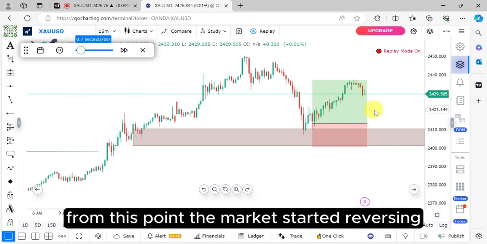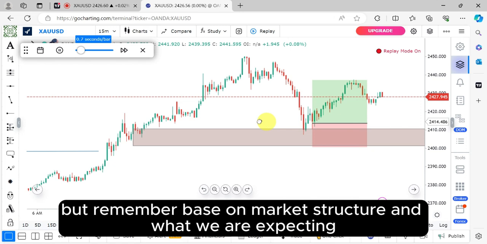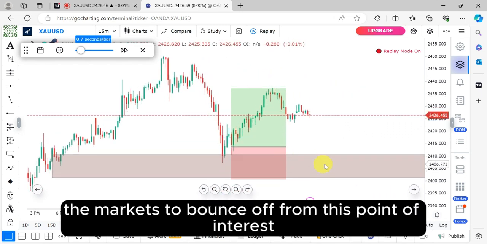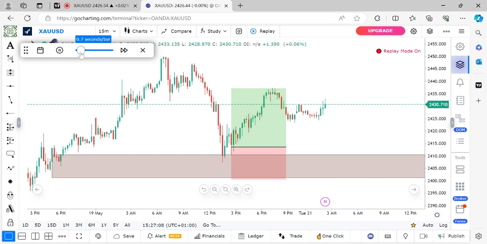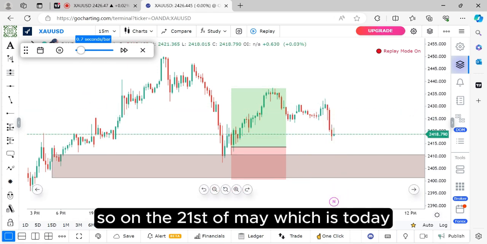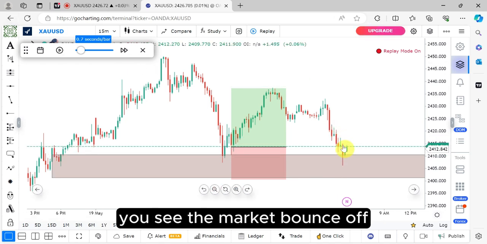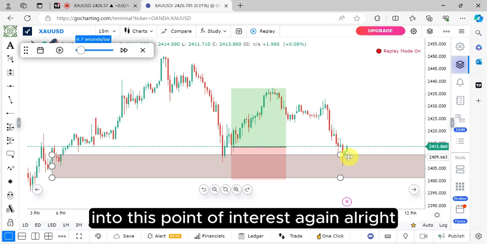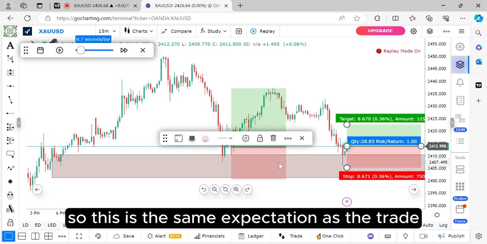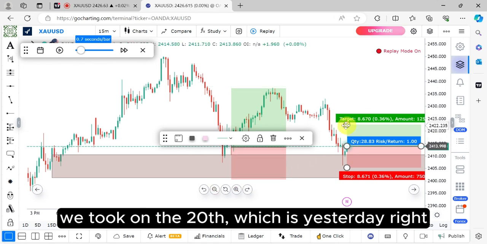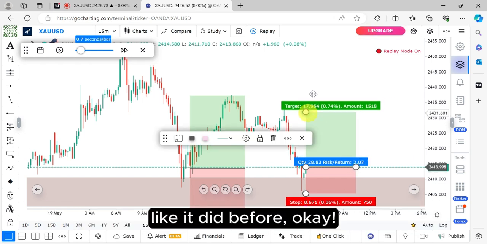All right, so from this point the market started reversing, but remember, based on market structure and what we're expecting, the market can bounce off from this point of interest at any point in time. So on the 21st of May, which is today, you see the market bounce off into this point of interest again. All right, so this is the same expectation as the trade we took on the 28th, which is yesterday, right? So we're expecting the market to move back to the upside like it did before.